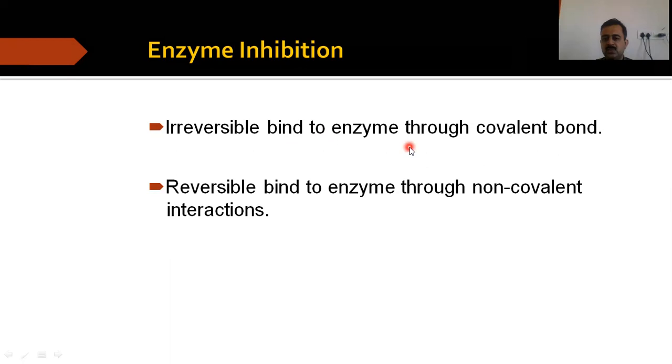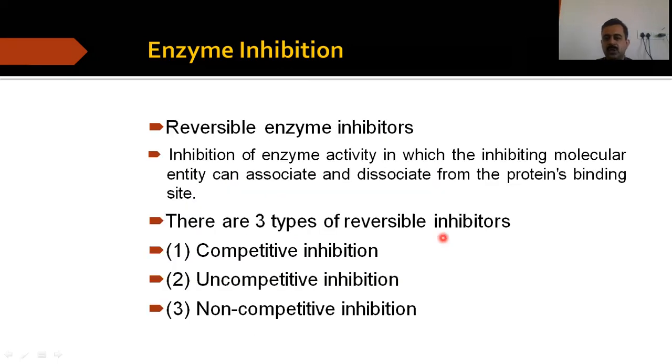Irreversible inhibitors bind the enzymes through covalent bonding. So covalent bonds are there and therefore it becomes very rigid and ultimately they will not leave the ES complex and the product generation will not take place. Otherwise, reversible inhibitors bind to the enzyme through non-covalent interactions. Reversible enzyme inhibitors show inhibition of enzyme activity in which the inhibiting molecular entities associate and dissociate from the protein binding sites. Now, three kinds of reversible inhibitors are there: competitive inhibition, uncompetitive inhibition, and non-competitive inhibition.